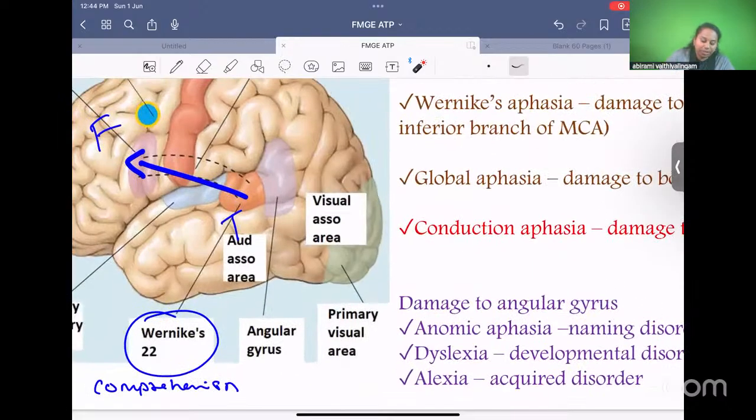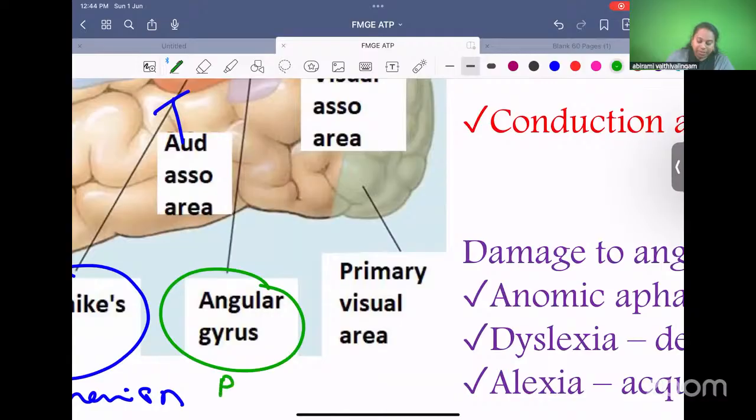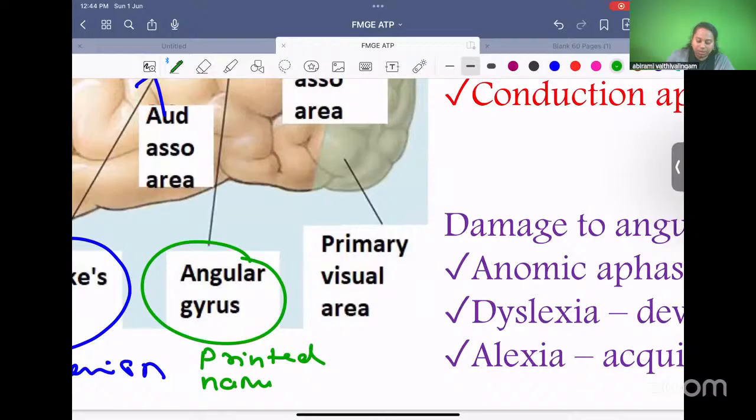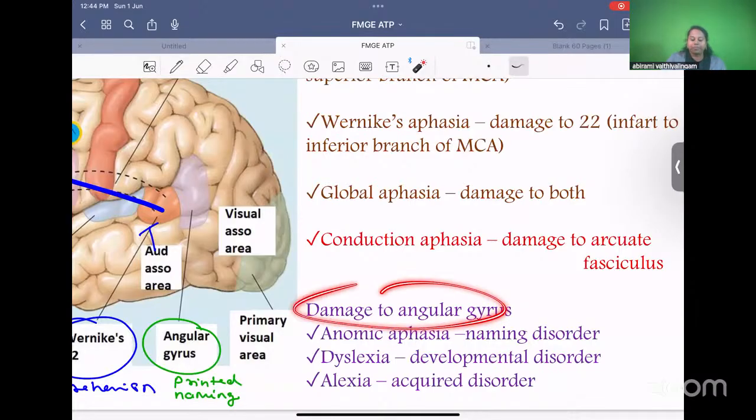There's a special area called angular gyrus. Angular gyrus is for reading from printed material and for naming objects. Two functions of angular gyrus. So if there is any damage to the angular gyrus, the patient is not able to name objects. That is a naming disorder called anomic aphasia. They can't name objects. And they can't read from printed material.